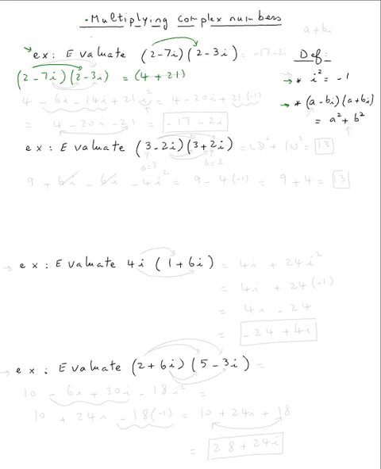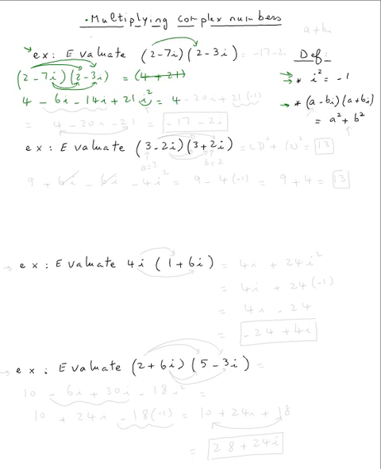Let me do this one more time. So 2 times 2 is 4, minus, 2 times -3i is minus 6i. And then multiply -7i by 2 will give you -14i. And then multiply -7i by -3i will be plus 21i squared. Now again, look at the definition. i squared is -1.